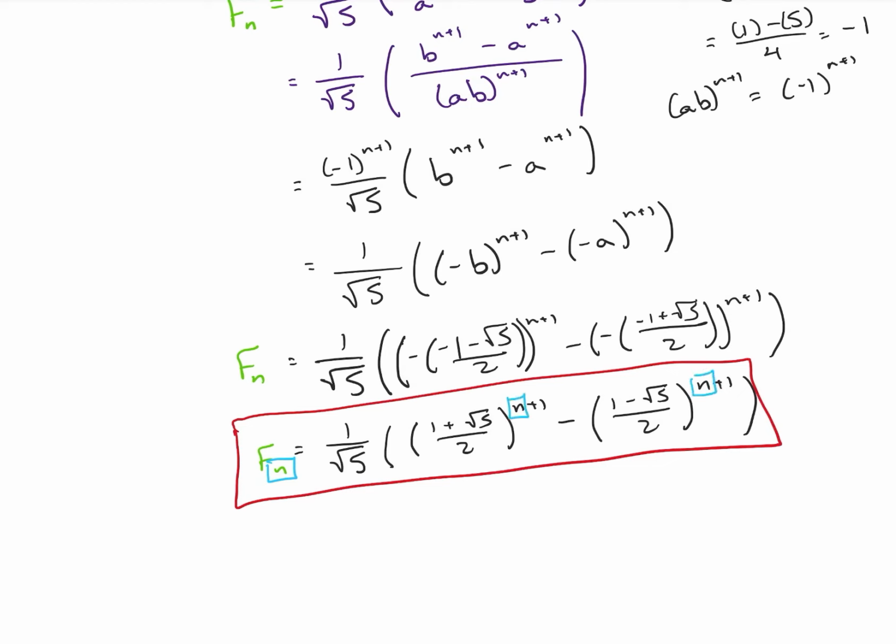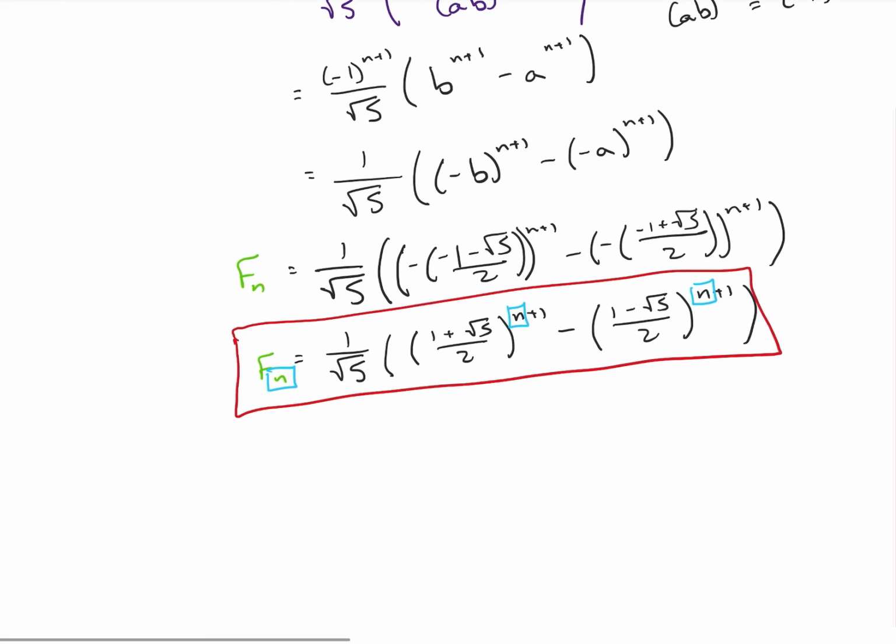So assuming that we're starting at n equals 0, so n equals 0 and n equals 1, we're going to give us f sub 0 and f sub 1 equals 1. The rest of our numbers are going to be here.